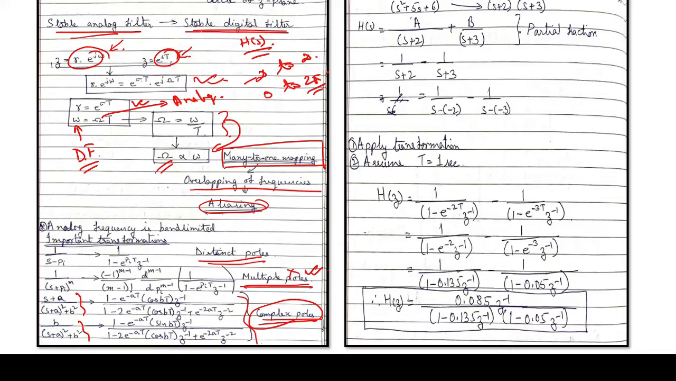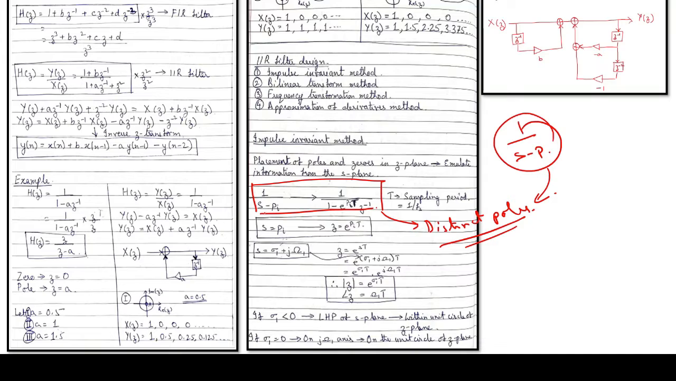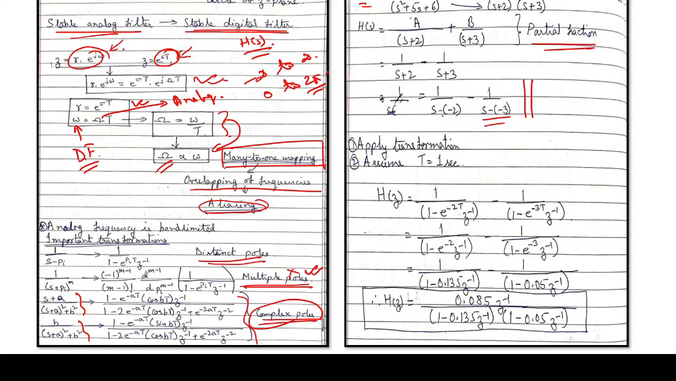Coming to the numericals of the impulse invariant method, we have H(s) equals 1 by s square plus 5s plus 6. By partial fractions, if we break it down, we get 1 by s minus minus 2, minus 1 by s minus minus 3. You have to remember that the form is s minus of p i. To bring it into conjunction with the previous distinct pole equation, we have to break it down in this way.